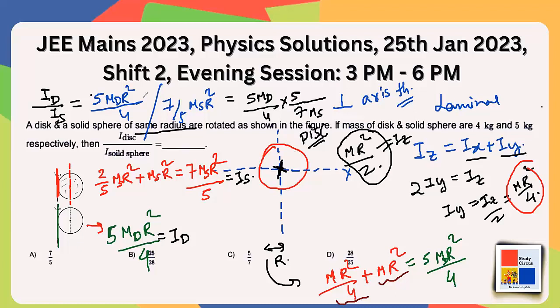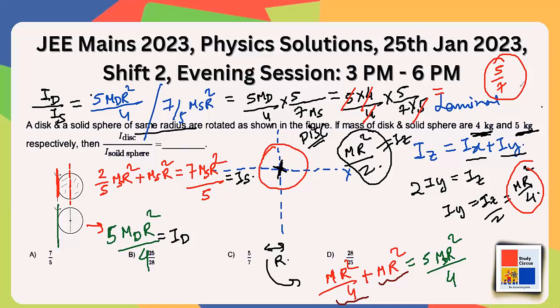Now the mass of the disk md is 4 and the mass of the sphere ms is given to be 5, right? So now I'll cancel, this goes away, this goes away, and I am left with 5 upon 7 as the final answer. So this becomes my final answer: 5 upon 7, the ratio of the two moments of inertia, that of the disk upon that of the solid sphere about the given axis, which was tangential to both of them. Thank you.